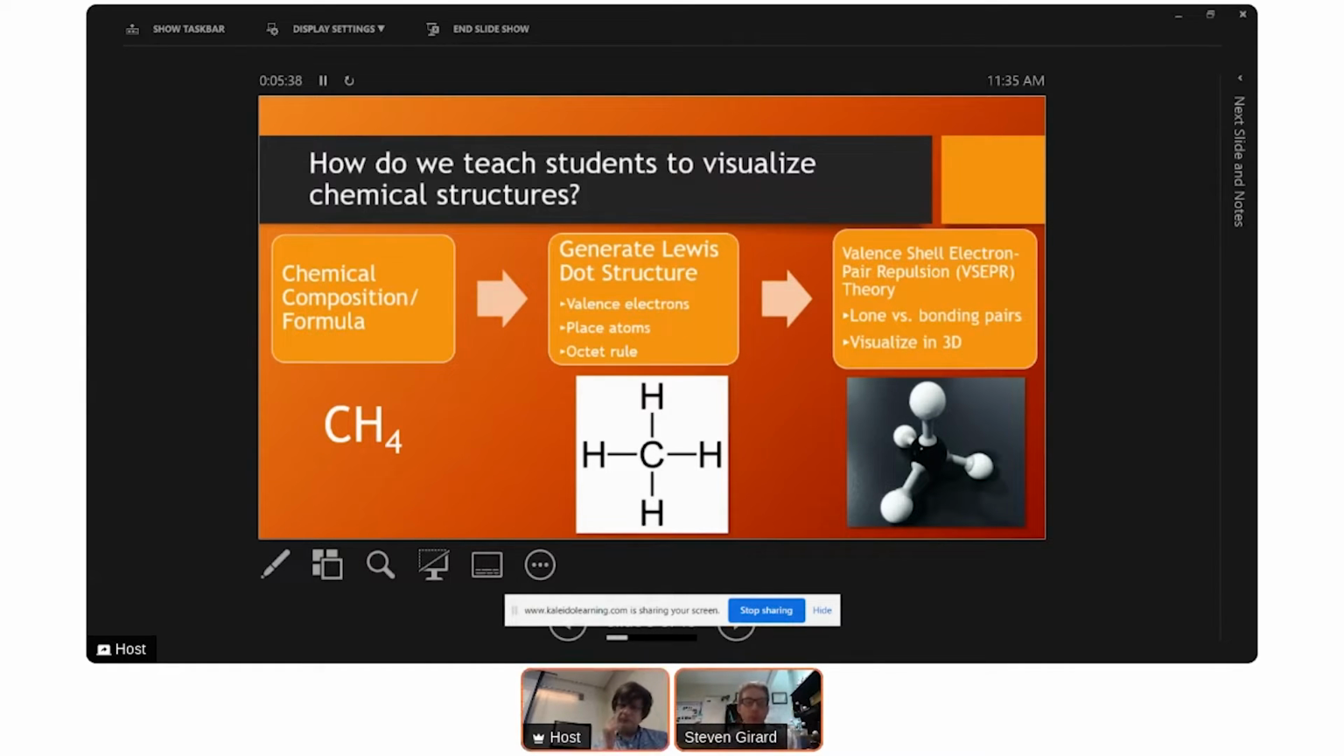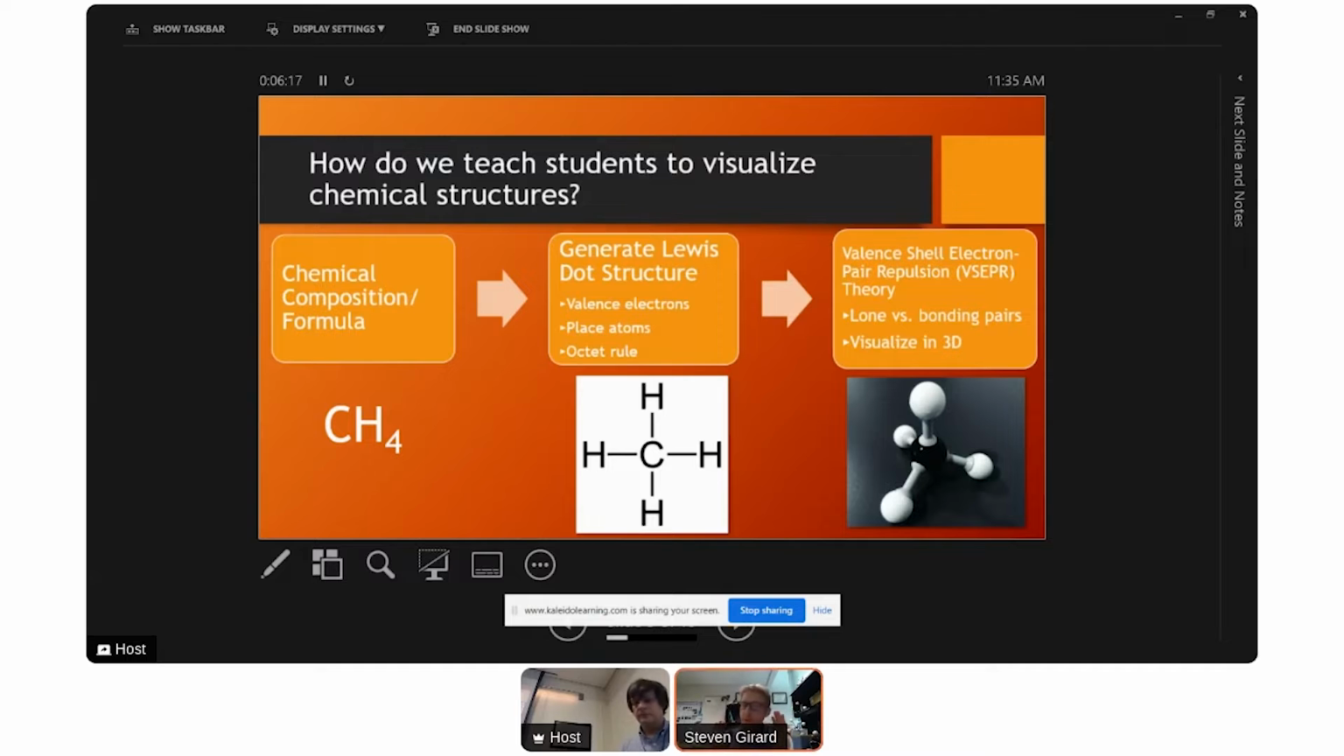What we typically do in order to go from the formula into the structure is we have students follow a theory known as Lewis dot structure theory. This involves taking the valence electrons, the electrons on the outermost shell of each of the atoms. You have to place the atoms in the correct order, and then fill them using bonding and lone pair electrons. If you've ever taken a chemistry class before, you also know that the majority of the structures we do, at least in general chemistry, follow the octet rule. That means that you have to have a grand total of 8 electrons on each atom.